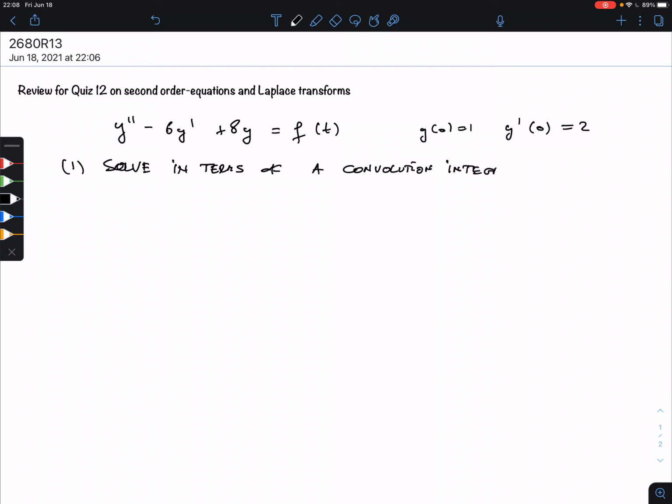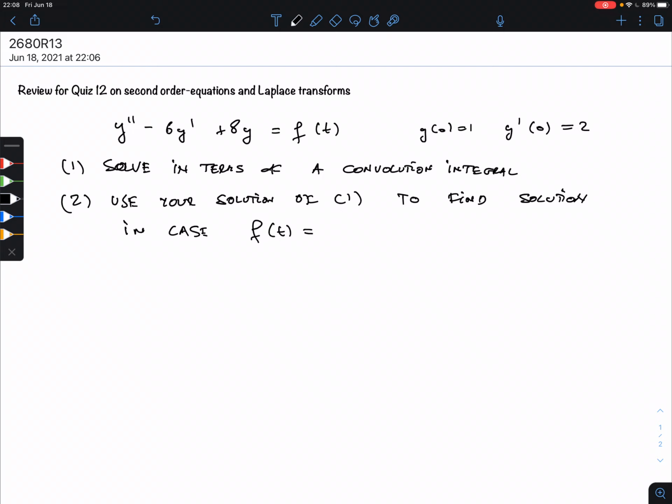I'll point it out again. The second thing I want you to do is then use what you find here. Use your solution 1 to find a solution in case f of t is 2e to the t.